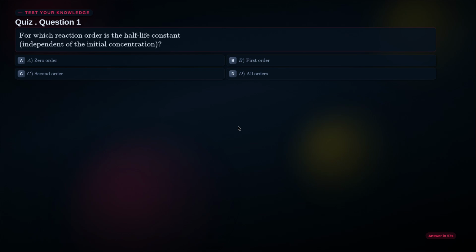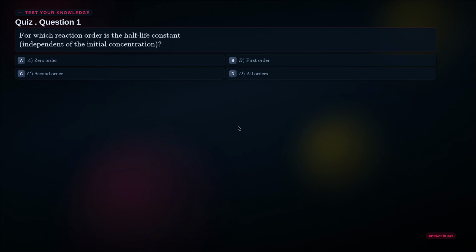Quiz question 1. For which reaction order is the half-life constant, independent of the initial concentration? Option A, zero order. Option B, first order. Option C, second order. Option D, all orders. Take a moment to think about this. The correct answer is B, first order.